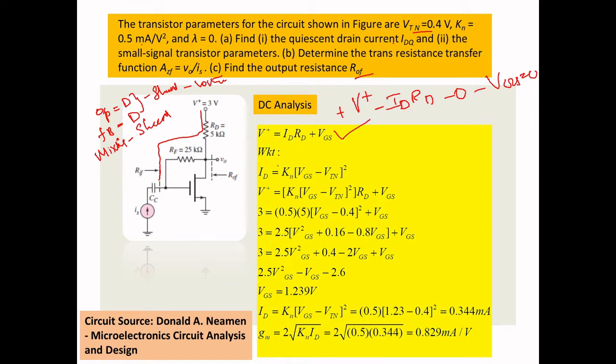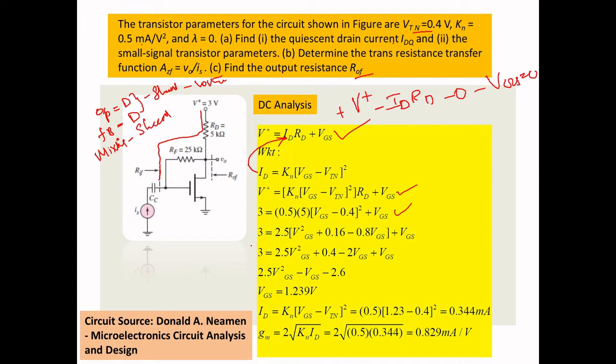I hope you understood. You know this basic equation, ID equals Kn times (VGS minus VTN) whole square. Here I want to substitute this ID in the above equation. So you will get V plus equals Kn (VGS minus VTN) whole square RD plus VGS. Now I will plug in all the known values. V plus is 3, Kn is 0.5, RD is 5, and VGS minus 0.4 whole square, plus VGS. You expand this with the (A minus B) whole square formula.